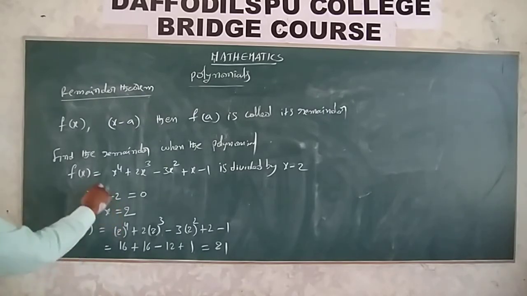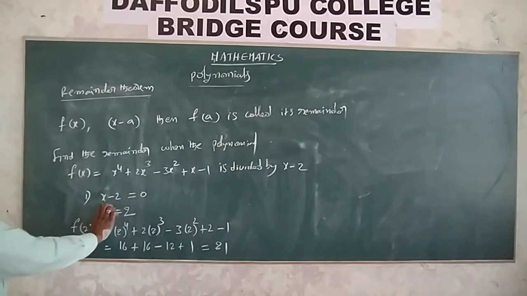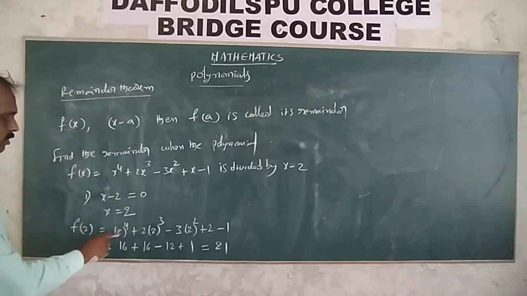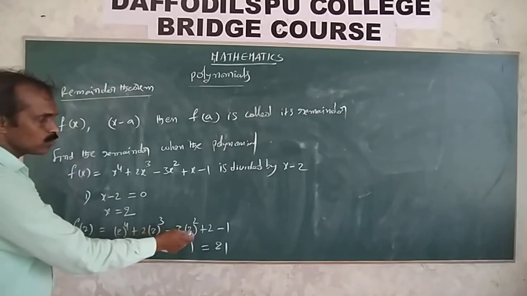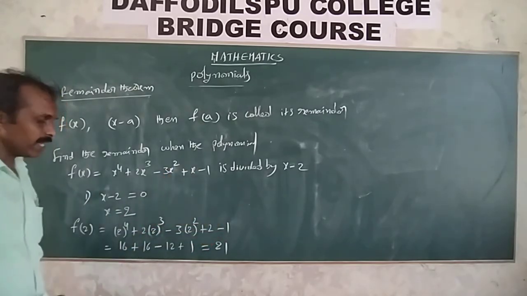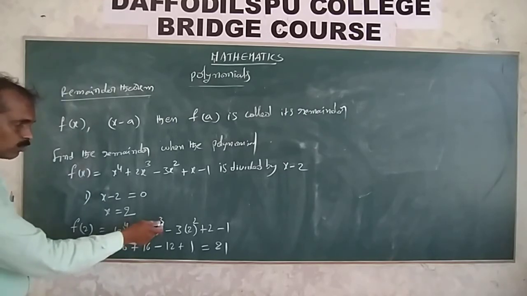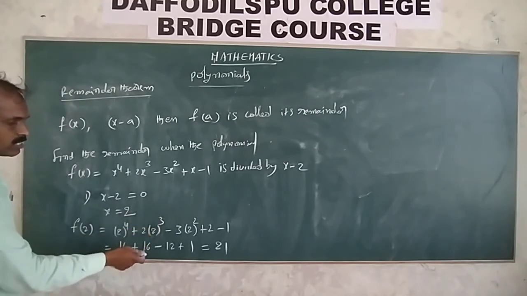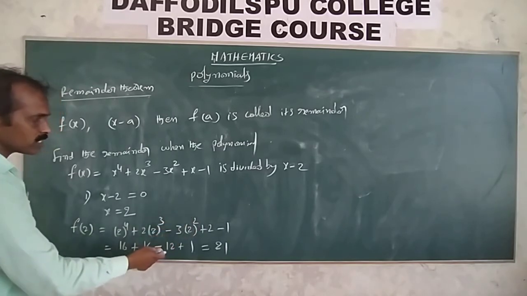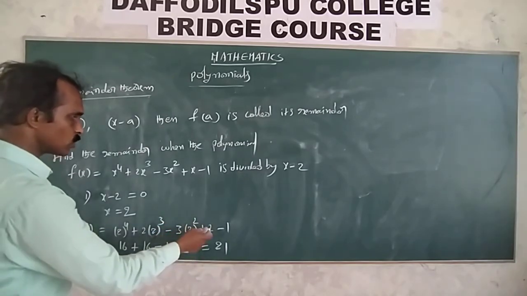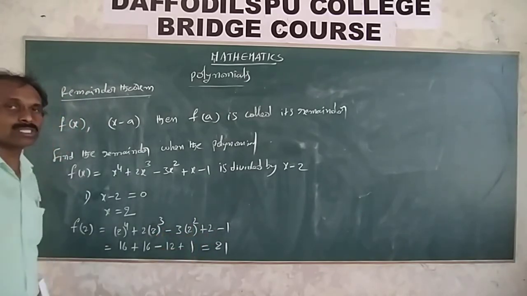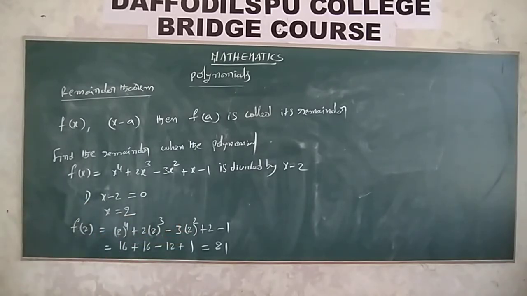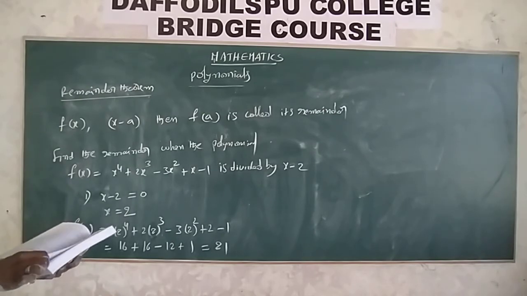So like this, substitute. First step is x minus 2 is equal to 0. Then x is equal to 2. Substitute 2 in this one. 2 to the power of 4 plus 2 into 2 cube minus 3 into 2 square plus 2 minus 1. 2 to the power of 4 is 16. 2 cube is 8, 8 twos 16. 2 square is 4, 4 threes 12. Minus 12 plus 2 minus 1. So 16 plus 16, 32 minus 12, 20, plus 1 is 21. So this is the remainder. What is the f of 2 value? It is the remainder. Like this is the remainder theorem. Okay.